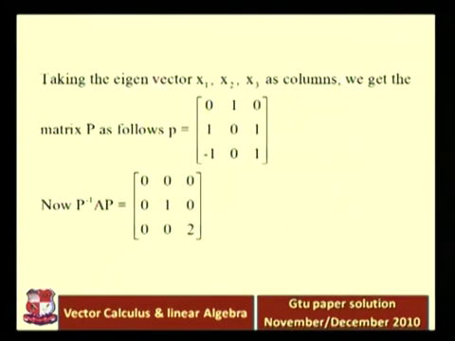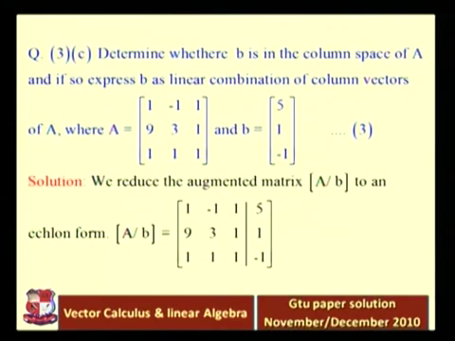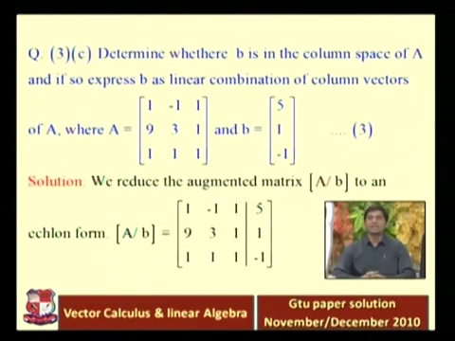Next question. Question 3 C. Determine whether B is in the column space of A, and if so, express B as a linear combination of column vectors of A, where A is equal to 1, minus 1, 1, 9, 3, 1, 1, 1, 1, and B is equal to 5, 1, minus 1. This question was asked for 3 marks in this question paper.